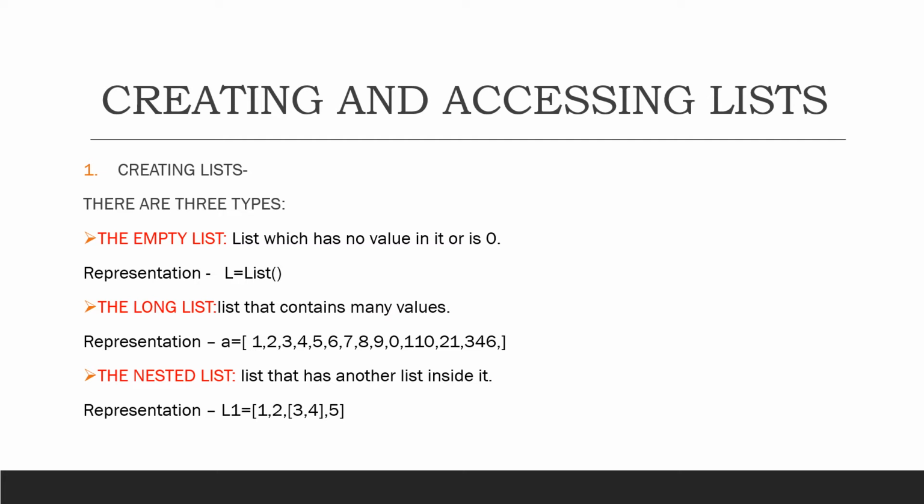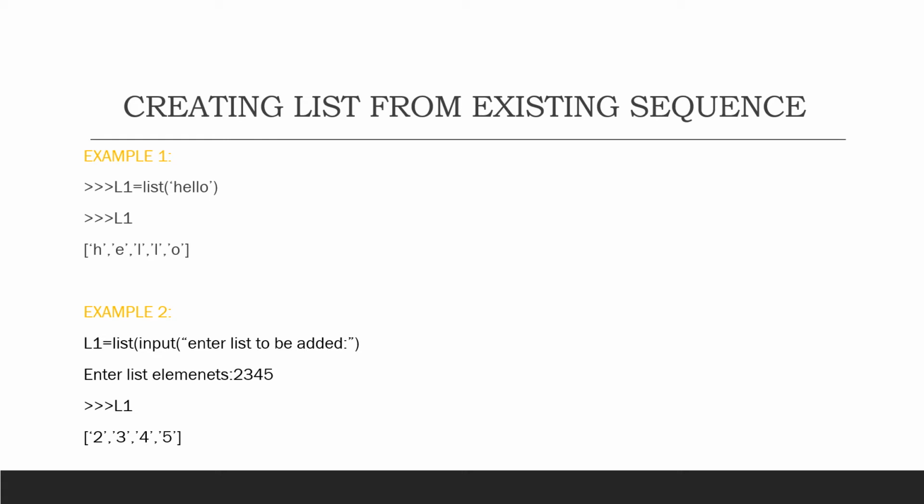Next is nested list. A nested list is a list that has another list inside it. As you see in the example below, L1 is equal to, in square brackets, 1 comma 2, and in another bracket 3 comma 4, and then comma 5. That's called a nested list. In one list there is another small nested list. Next are the examples for creating a list from an existing sequence.